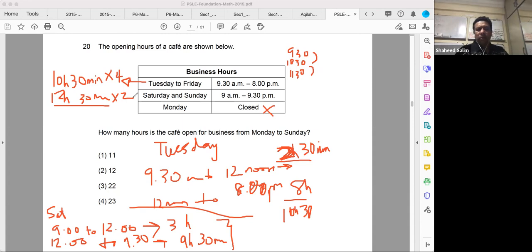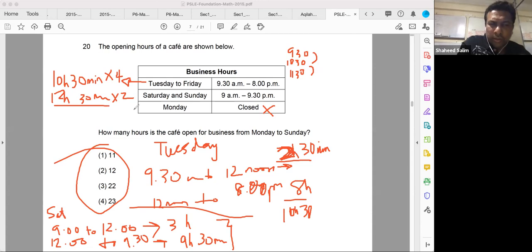I think there's something wrong with the question. How come the answer is so short? Rubbish, the question. Okay, never mind. We find out actually what's the correct answer. So as you can see, school exam papers will have mistakes.